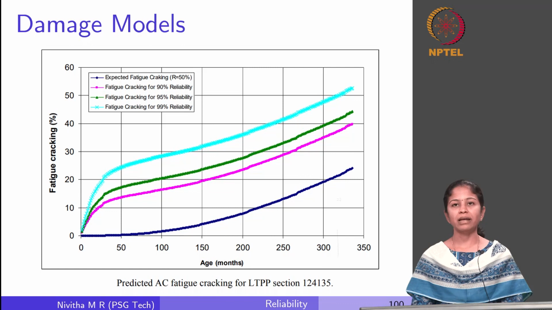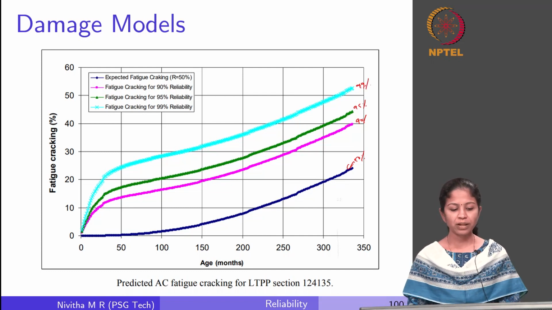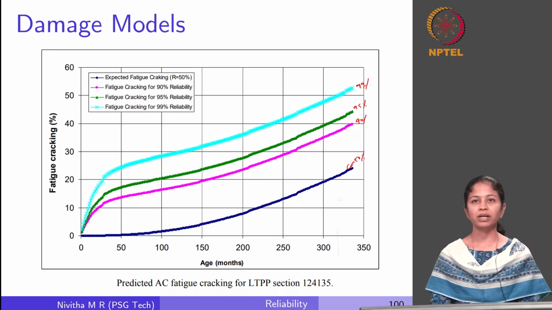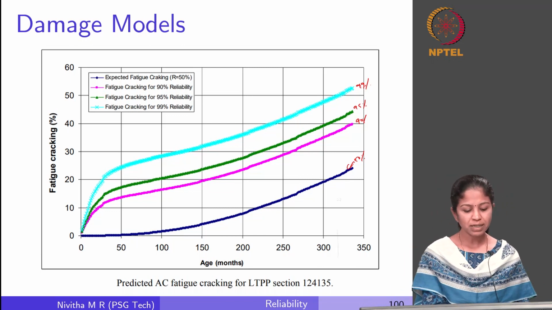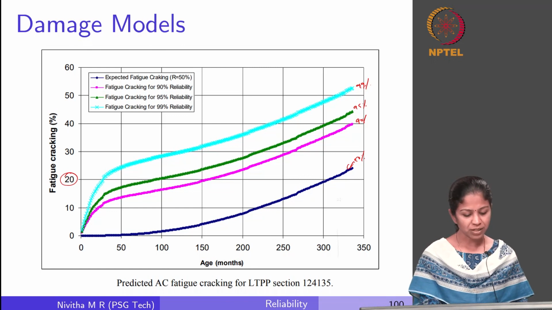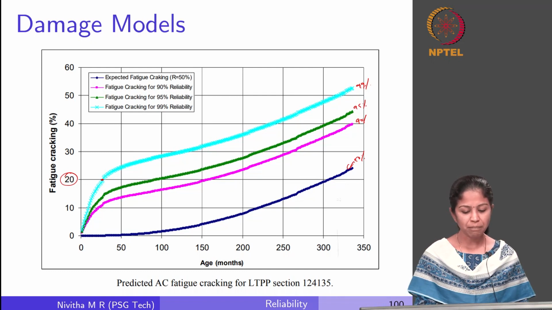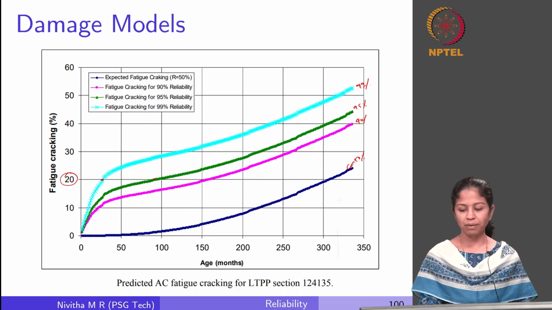Now, this is the fatigue cracking which is predicted for different reliability levels. You can see here, this is for 50%, this is for 90%, this is for 95% and 99%, right. So, the age in months is given here for different reliability levels. If 20% is my fatigue cracking area, let us say, it is going to reach in maybe around 25 months. If I am using a reliability level of 99%, I am going to reach the same thing in about 90 months if I am using a reliability level of 95% and so on, right.